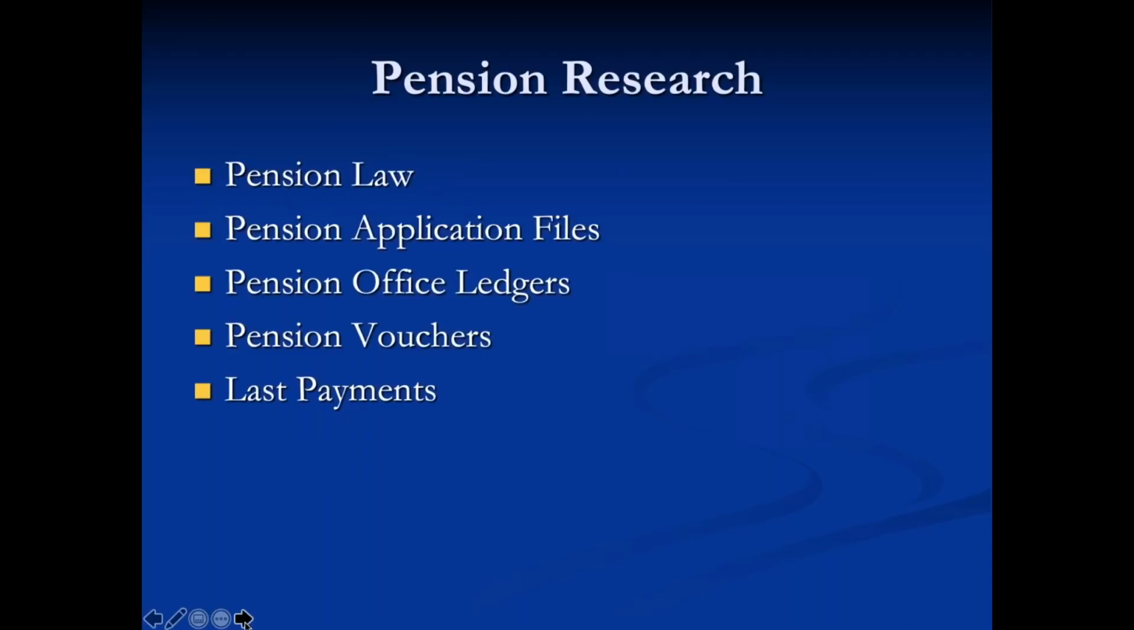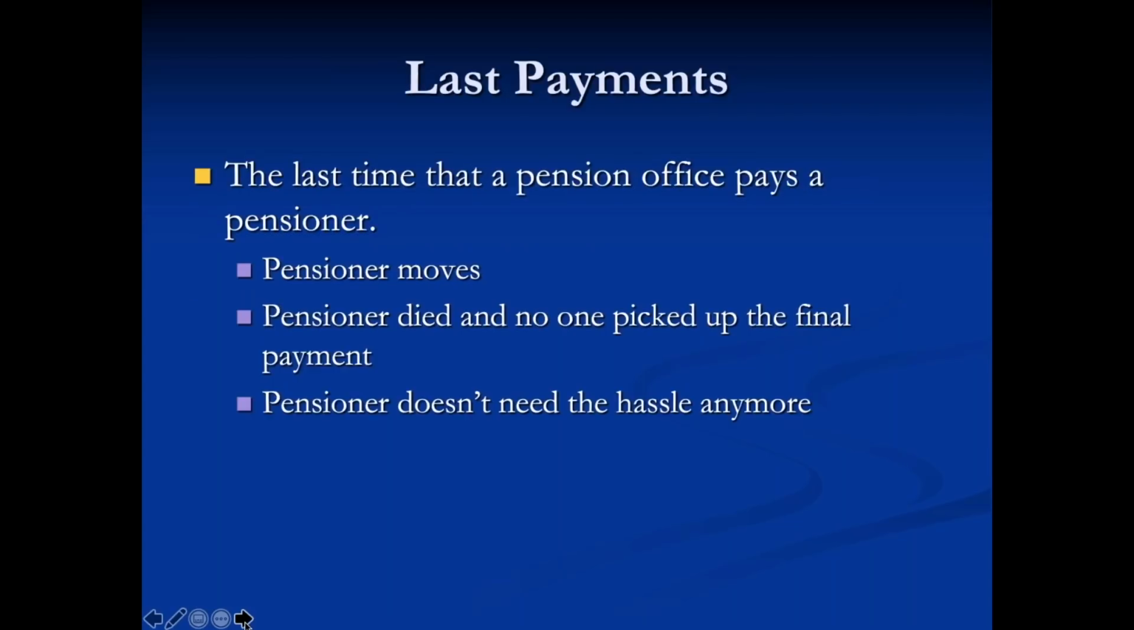So I wouldn't advise you to go after the pension vouchers immediately. I would advise you to go after the last or final payments immediately because they're easier to get to. A last payment is the last time that a pension office pays a pensioner. The reasons it could be a last time are that the pensioner moves, or the pensioner died and no one picked up a final payment. In other words, there wasn't enough to fool with it because he died close to his last payment. Or the pensioner just doesn't need the hassle anymore. It's not worth it for him to go as far as he has to go. There are lots of reasons for why there may be a last payment.